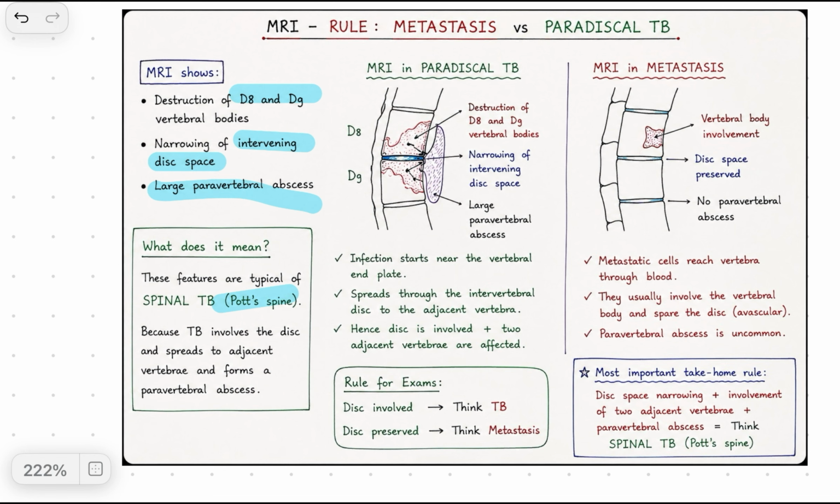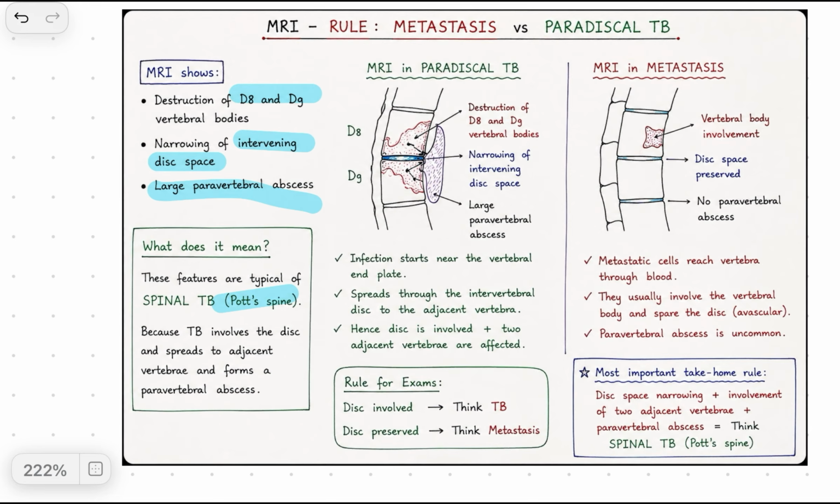So, MRI findings in the paradiscal TB. Paradiscal is nothing but a type of TB where it involves the lower half of the upper vertebrae, intervertebral disc, and upper half of the lower vertebrae. This is how its pattern is.